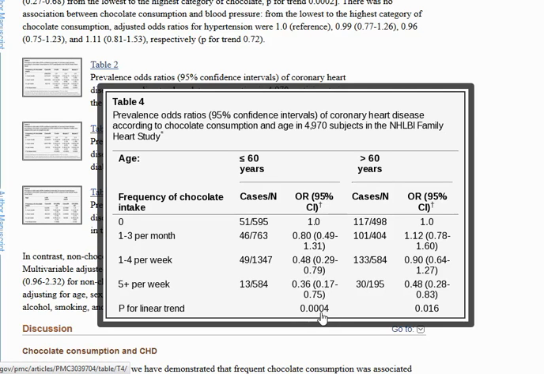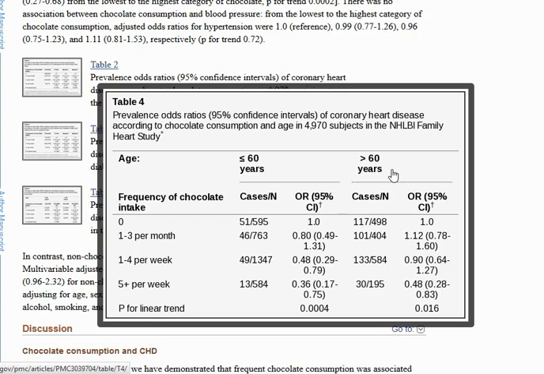Clearly the p-value also is statistically significant, highly statistically significant. And similarly here, the protective effect continues to increase with an increased risk reduction, which is also statistically significant. So that tells me that chocolate consumption is inversely related to the prevalence odds ratios of coronary heart disease, and therefore increased chocolate consumption protects against coronary heart disease would be the simplistic explanation.